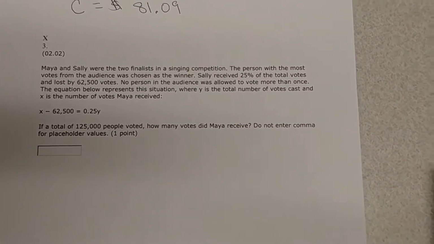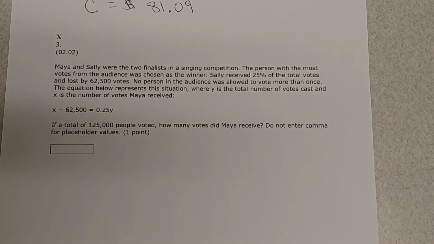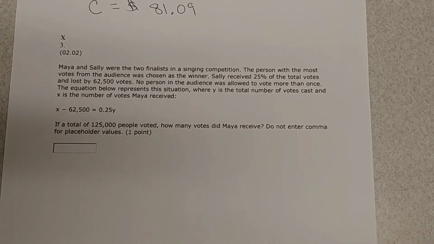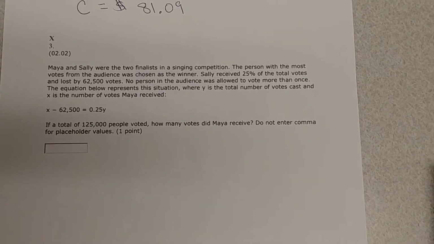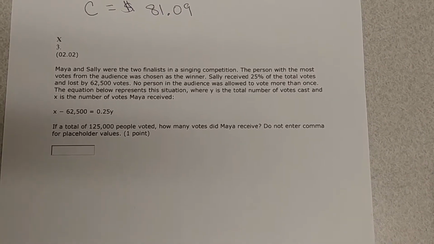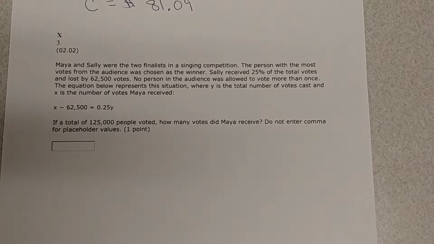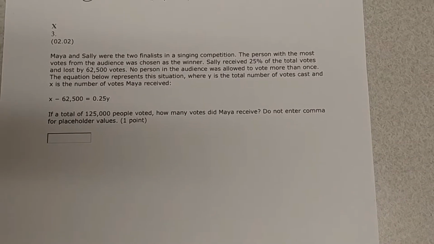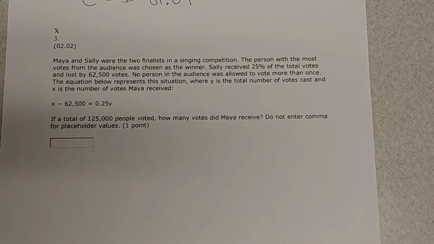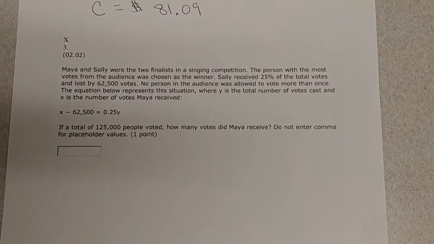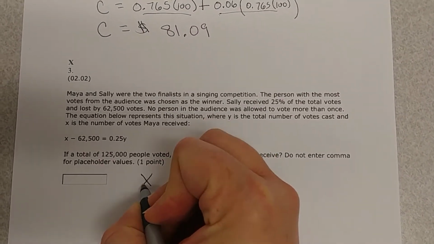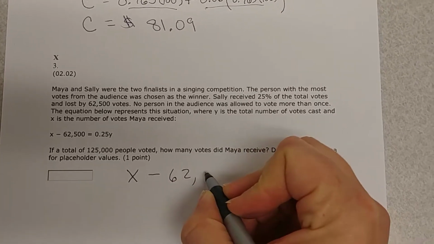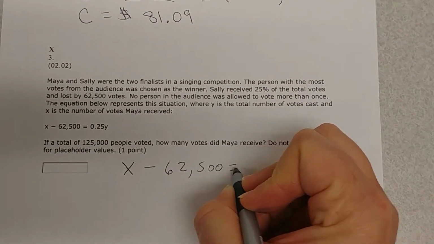Okay, so again, we need to make a note right here. What variable stands for what? Y is the total number of votes. X is specifically for Maya. So what it asked me to find in this problem, it says if a total of 125,000 people voted, how many votes did Maya receive? So they've given me the total votes, and that goes to the Y variable. So I'm going to actually be solving this equation for X, because I want to know how many Maya got. So I keep this part of the equation the same.